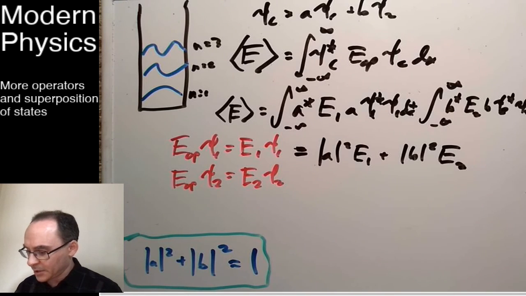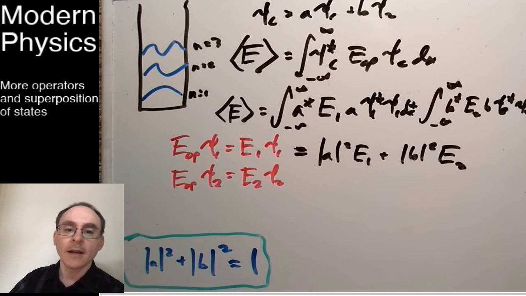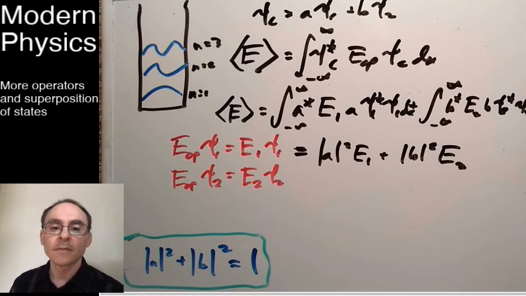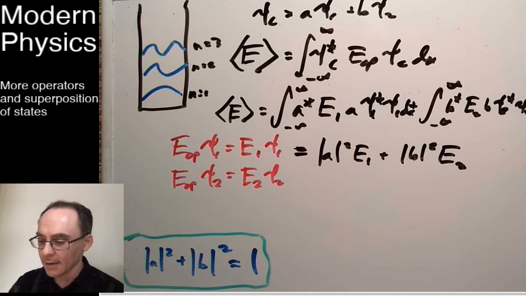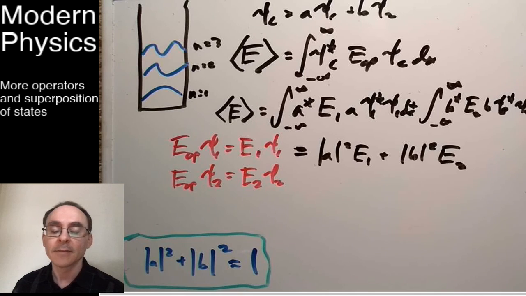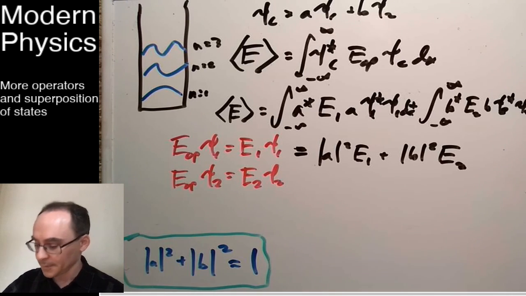So we can very much interpret these a and b coefficients as being related to probability. If I have my combo state where I put it in a superposition, then a magnitude squared is basically the probability that I'm going to find it in that first state, whereas b squared is the probability that I'm going to find it in the second state.